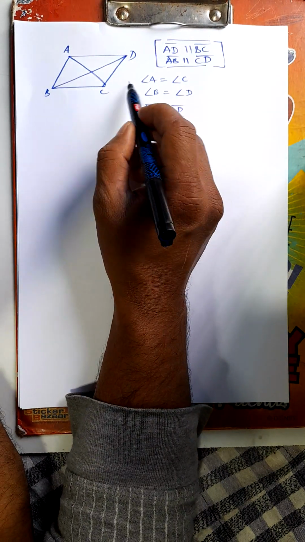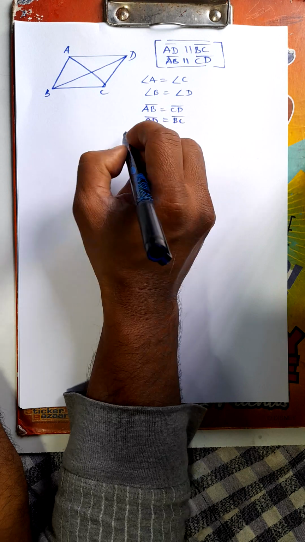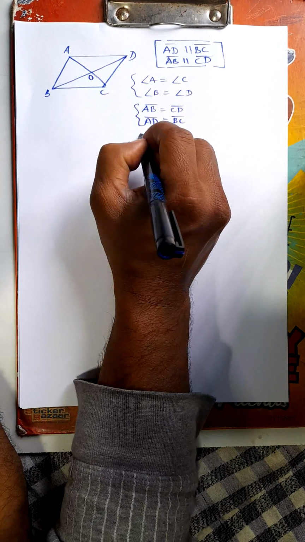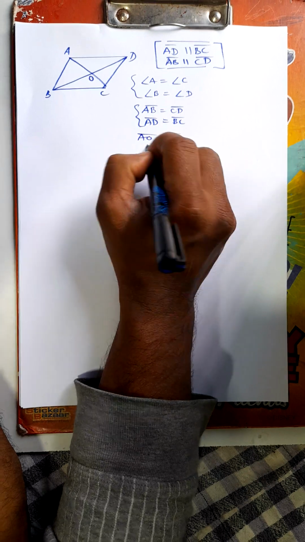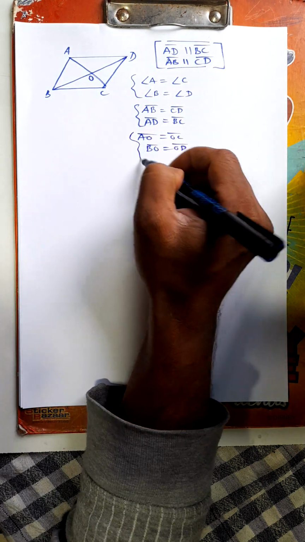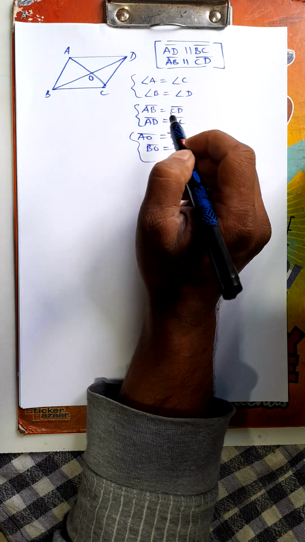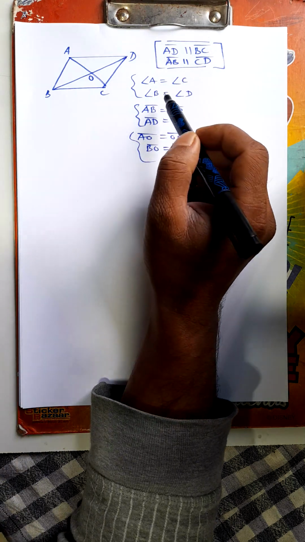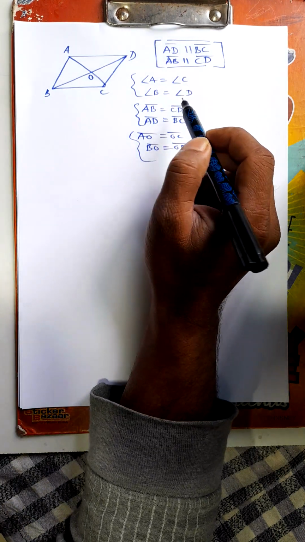Now we find that angle A equal to angle C, opposite angles are equal, opposite sides are equal. Then diagonals bisect each other. That means AO equal to OC, BO equal to OD, right? So if in a quadrilateral you can prove any of these properties, then it is a parallelogram. If diagonals bisect each other, then it is a parallelogram. If opposite sides are equal, then it would be a parallelogram. If opposite angles are equal, then it would be a parallelogram.